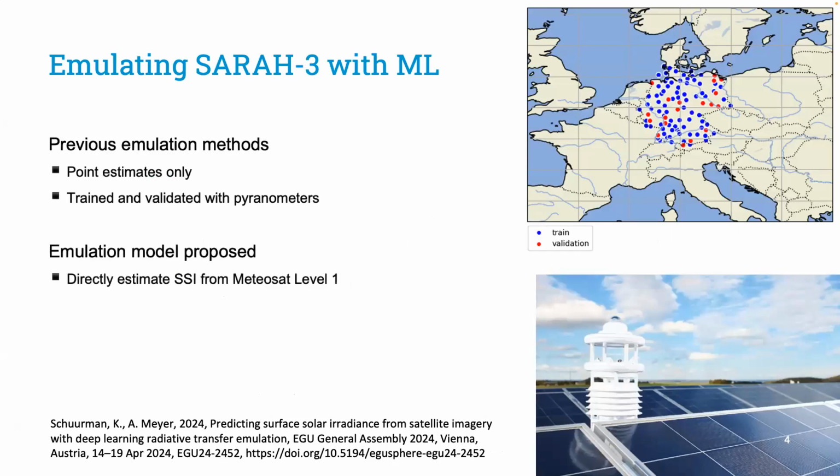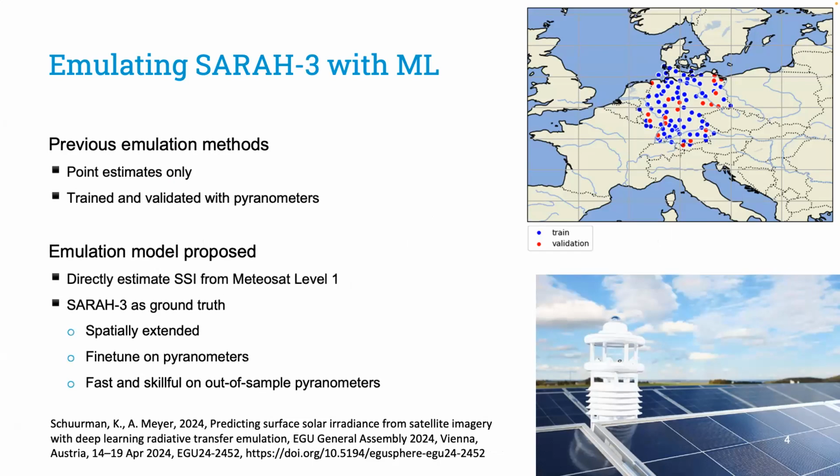So first of all, the first part is we are looking into emulating CERA-3. I think this fits pretty nicely to this workshop, because what we try to do is estimate global radiation in real time, in the sense that as soon as the level 1 data from Meteosat second and then third generation become available through EUMETSAT.